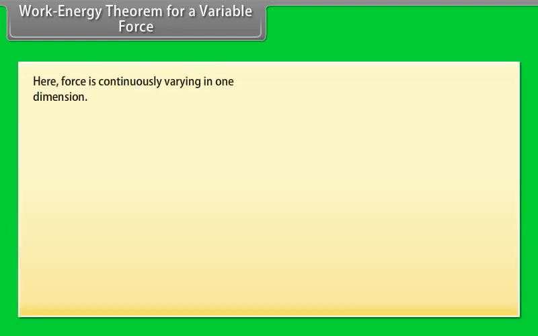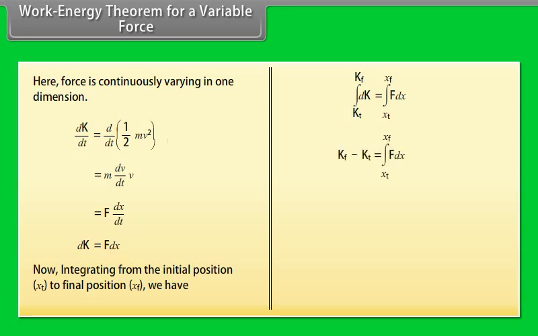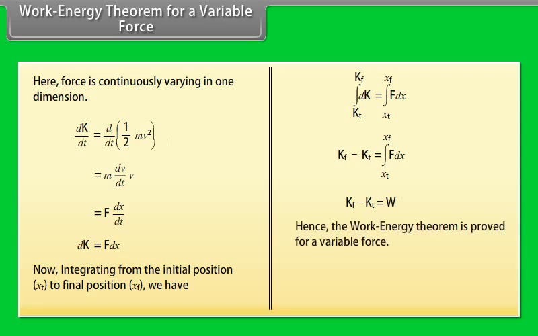Work energy theorem for a variable force. Here, force is continuously varying in one dimension. By calculating dK by dt equal to d by dt of half mv square, we get dK upon dt is equal to F into dx by dt, which gives dK is equal to F dx. Now, integrating from the initial position xi to final position xf, we have Kf minus Ki equals work. Hence, the work energy theorem is proved for a variable force.